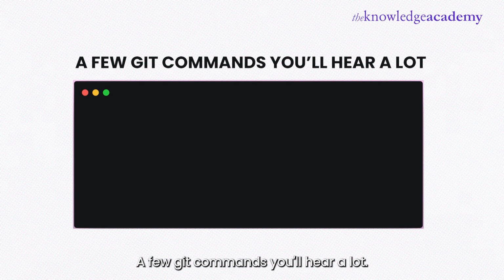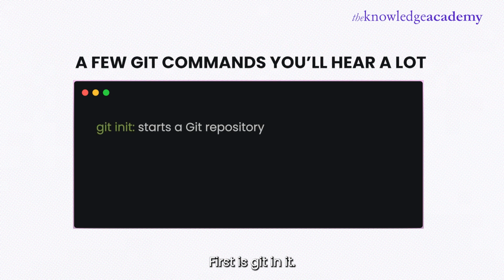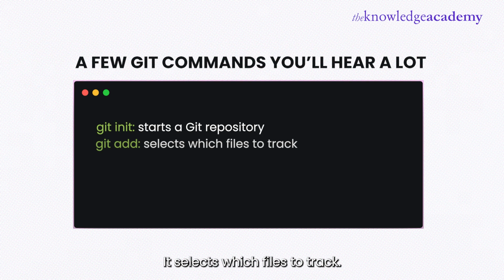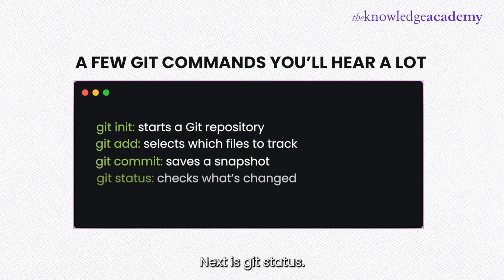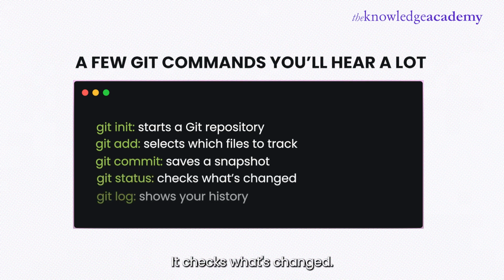A few Git commands you'll hear a lot. First is git init. This starts a Git repository. Next, git add. It selects which files to track. Then git commit, which saves a snapshot. Next is git status. It checks what's changed. Then git log. This shows your history.